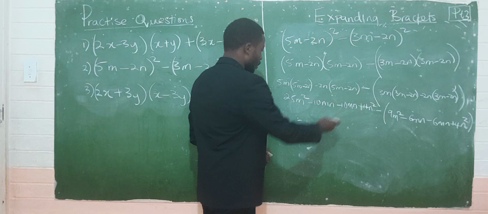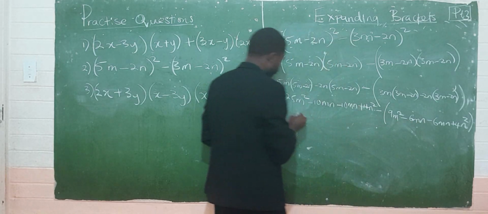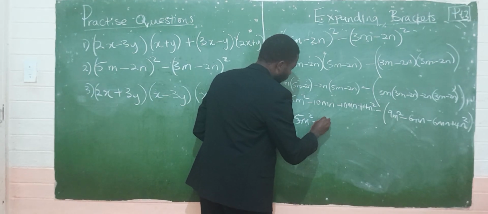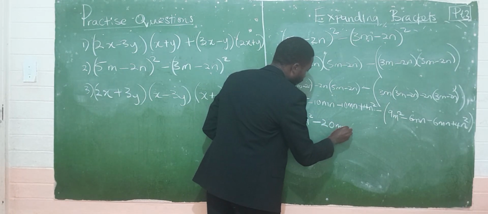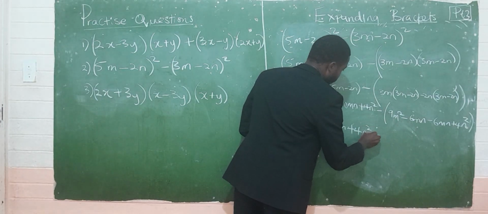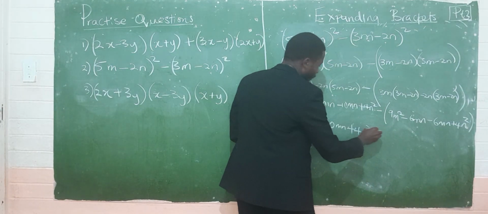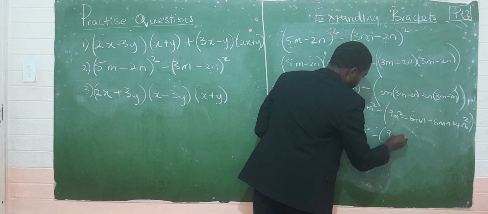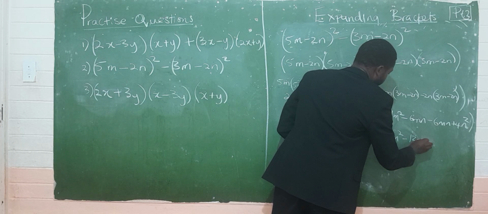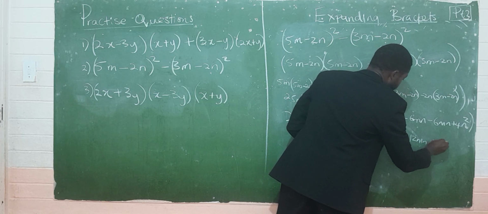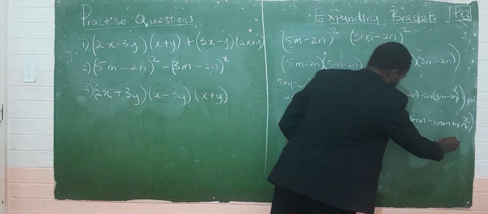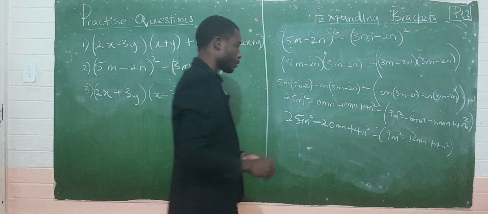Let's go ahead and just clean up this part. That leaves me with 25m squared minus 20mn plus 4n squared. Of course, minus 9m squared minus 12mn plus 4n squared. This is this part cleaned up.